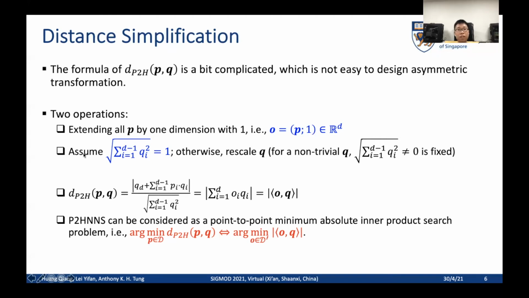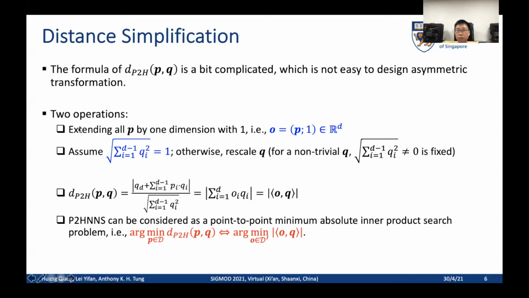dimension. Second, we assume the denominator of the point-to-hyperplane distance is equal to 1. Otherwise, we could rescale the query Q to satisfy this assumption. It is reasonable because for a non-trivial query Q, this part of the distance is fixed and is not equal to 0. So we could always divide by this part to satisfy this assumption.